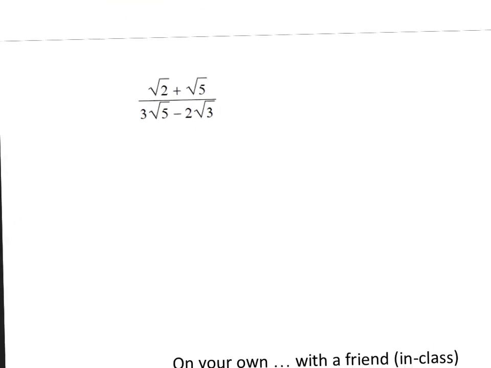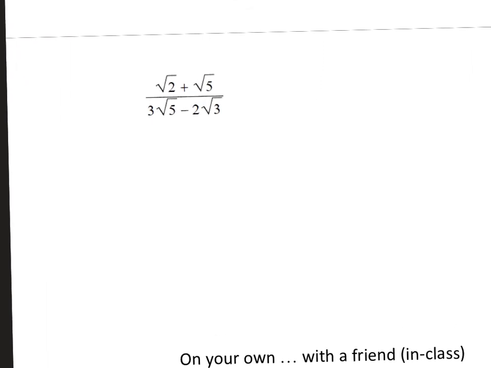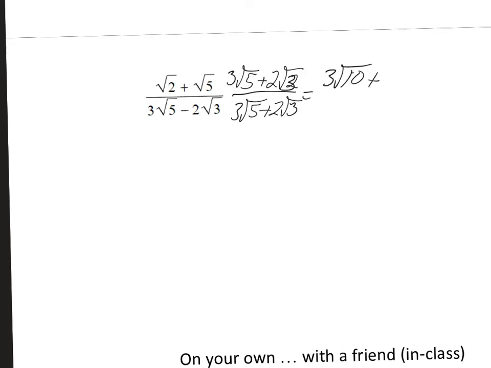The second one, let's try this one more time together. We're going to multiply the top and the bottom by +2 radical 3. So 3 radical 5 plus 2 radical 3, not 2. I wrote that wrong on the top. Okay, so that's 3 radical, 2 times 5 is 10, plus 2 radical 6, plus 3 radical 25, plus 2 radical, or 3 times 5 is 15. Okay, over.